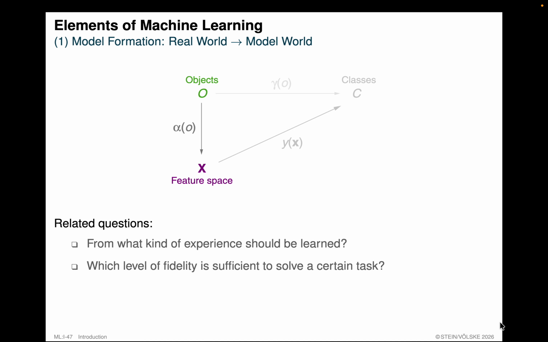So the first element of machine learning is that we need to somehow depart the real world and the real world objects for which we want to make a classification and go to the model world. And for that, there's the model formation function, alpha. It basically is a mapping of real-world objects into what we call a feature space. You have some kind of features, characteristics that characterize in a computer what the real-world object is all about. It could be an email, it could be a person, it could be anything.